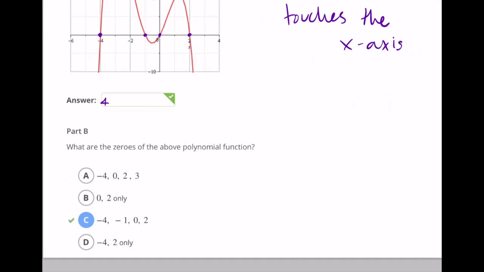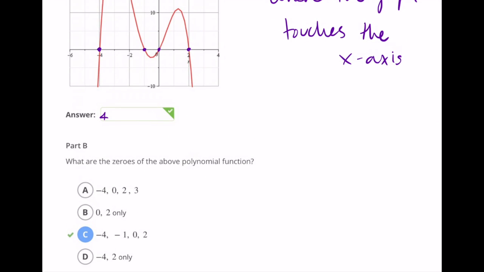And then we want to see where those roots occur. So one of them happens at x equals -4. Another one happens at x equals -1. Here x is 0. And here x is 2. So the answer that matches all that is this one here.